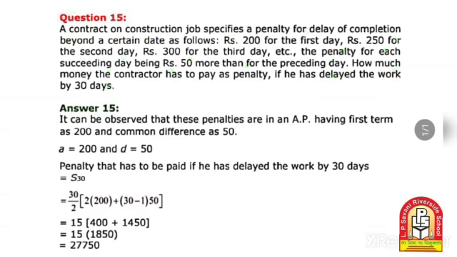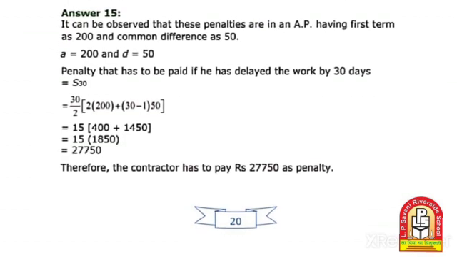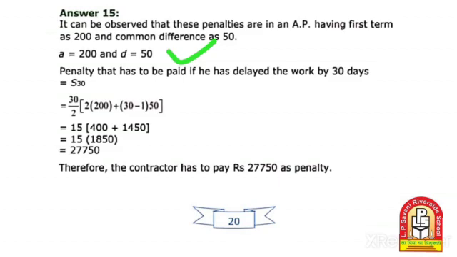So here, for the answer, it can be observed that these penalties are in an arithmetic progression having first term a equal to 200 and common difference equal to 50. So a is equal to 200 and d is equal to 50. The penalty to be paid if he has delayed the work by 30 days is S30, which is 30 by 2.